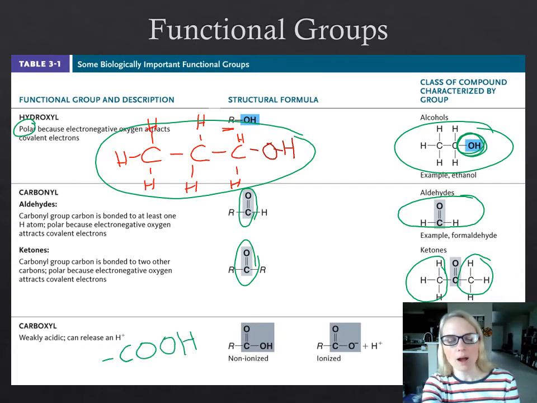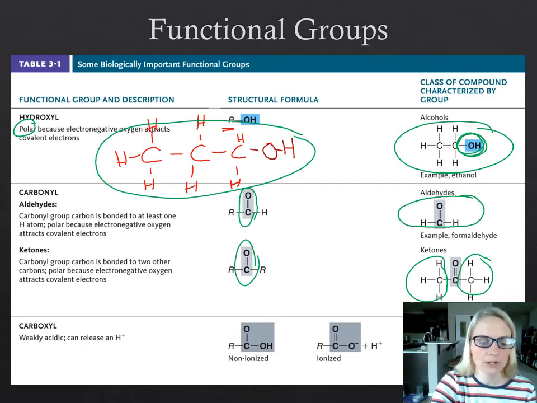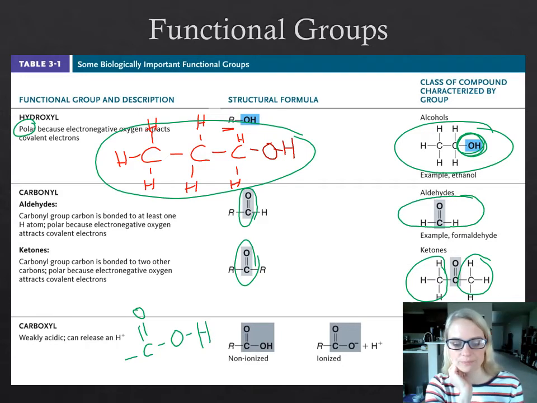But it's not linearly connected like that. You can't say there's going to be covalent bonds like that. It doesn't work that way. It is more accurately written where you have a carbon double bonded to an oxygen, single bonded to an oxygen that is single bonded to hydrogen, kind of like what we see in these gray boxes.